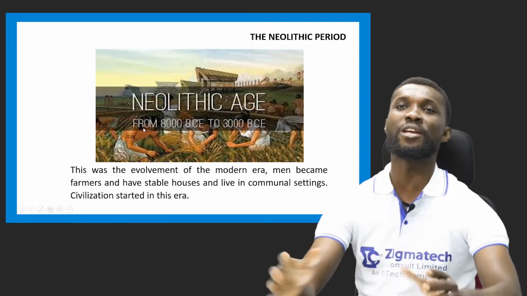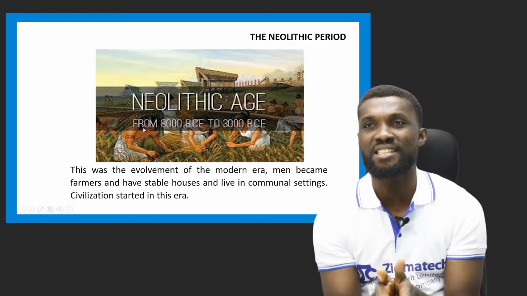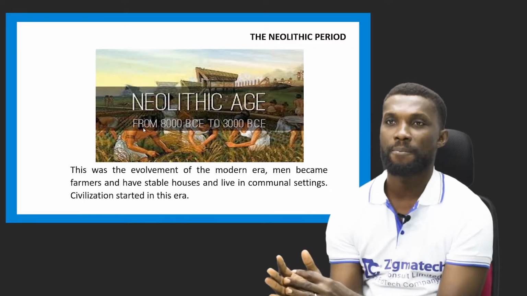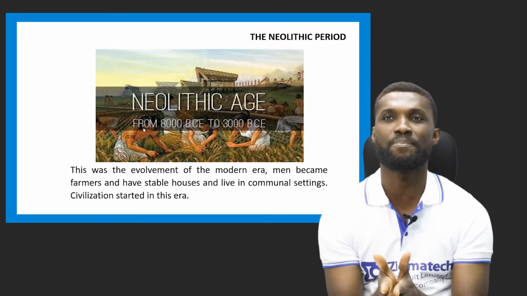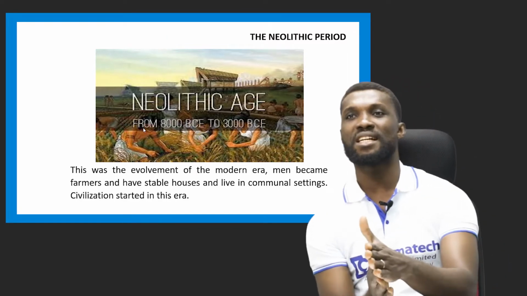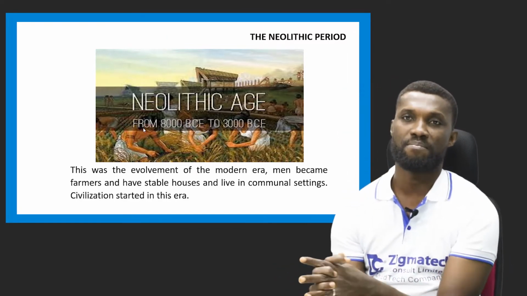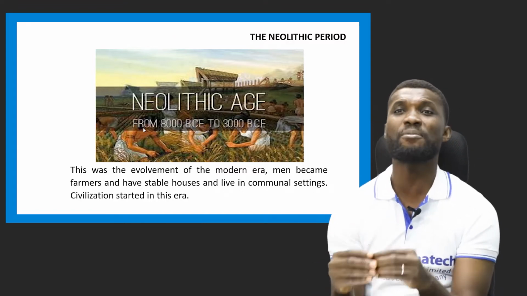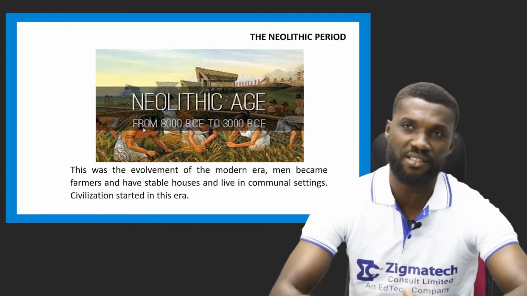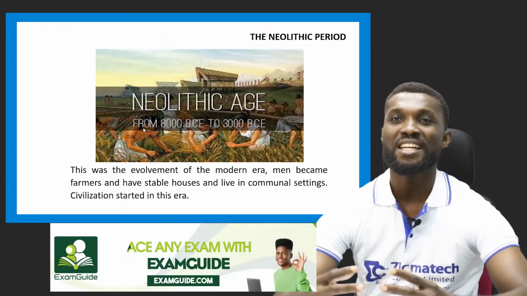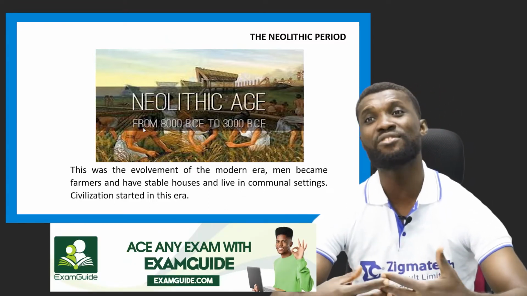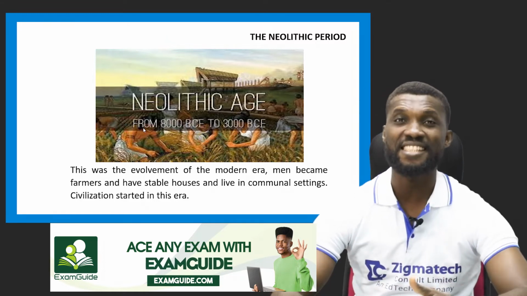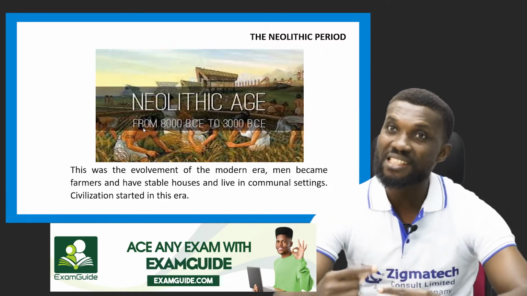Now, the Neolithic period begins from 8,000 BC to 3,000 BC. This was the involvement of the modern era. Men became farmers and had stable houses and lived in common settings, or communal settings. Now, civilization started in this era.